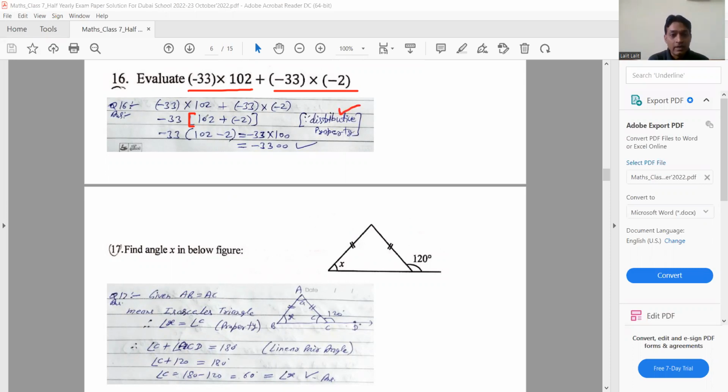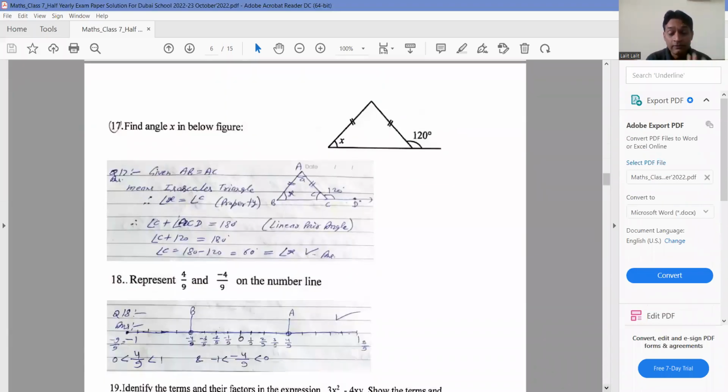So minus 33 into 100, since 102 minus 2 is 100. So minus 33 into 100 is minus 3300. This is the answer. Now question number 17. So there are a total of 34 questions, kids.